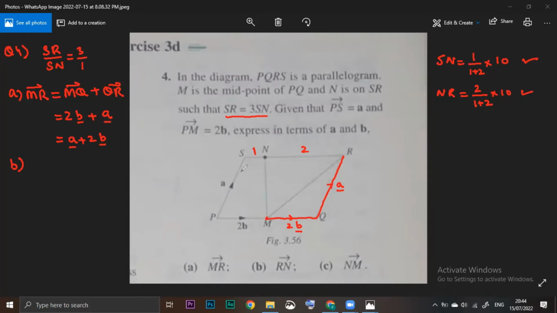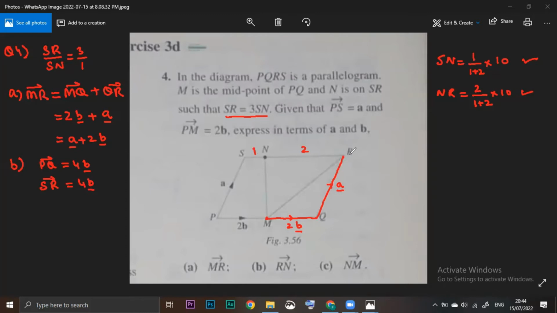We know that SR is equal to 4B. So SR is also equal to 4B. Now we want to find out RN. What is the expression for RS? The direction should be the same. If I want to find out RN, then I should have the vector RS.